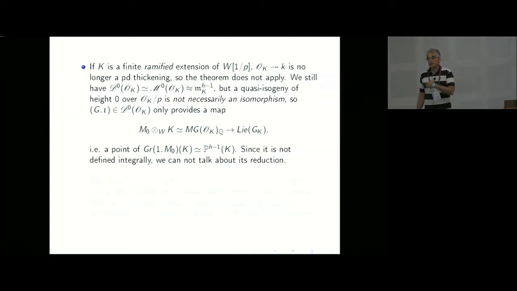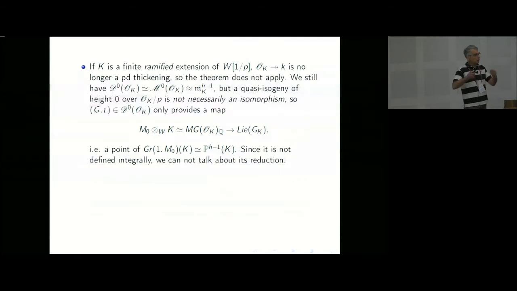So if you look at even the height 0 component of the Rapoport-Zink space, or the Lubin-Tate space, with ramification, you only get a quasi-isogeny, so it only induces an isomorphism between M_0 tensor K, the rational M_0, with the rational crystal of G. And therefore, when you take the map to the quotient by the Lie algebra, you only get it rationally and not integrally, so you cannot talk about the reduction.